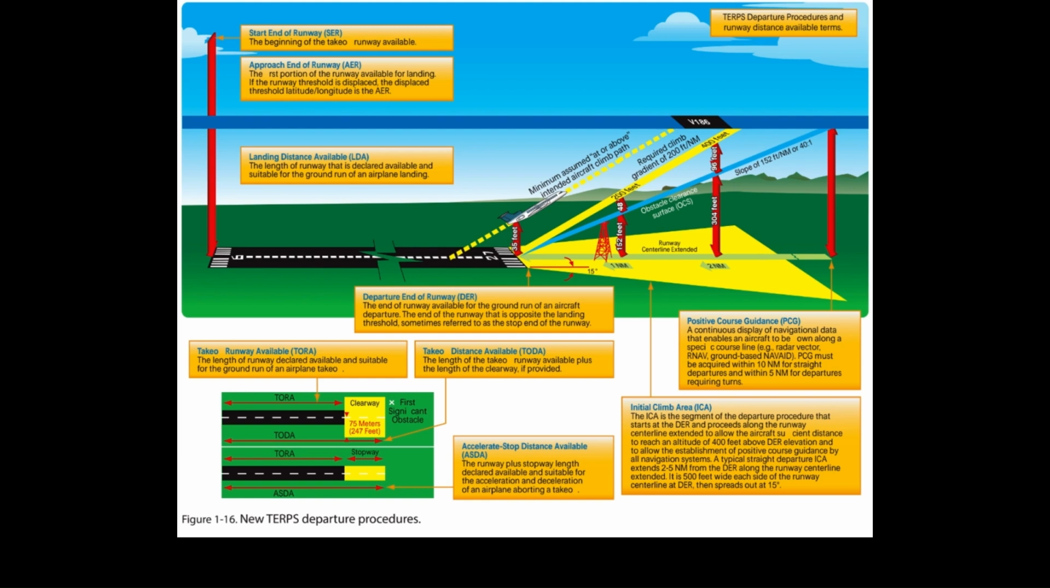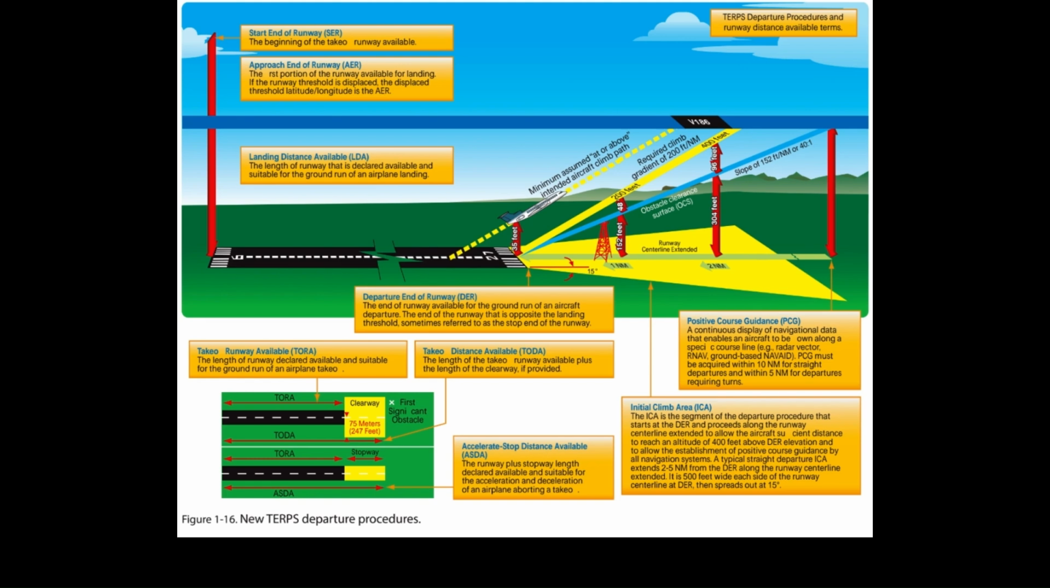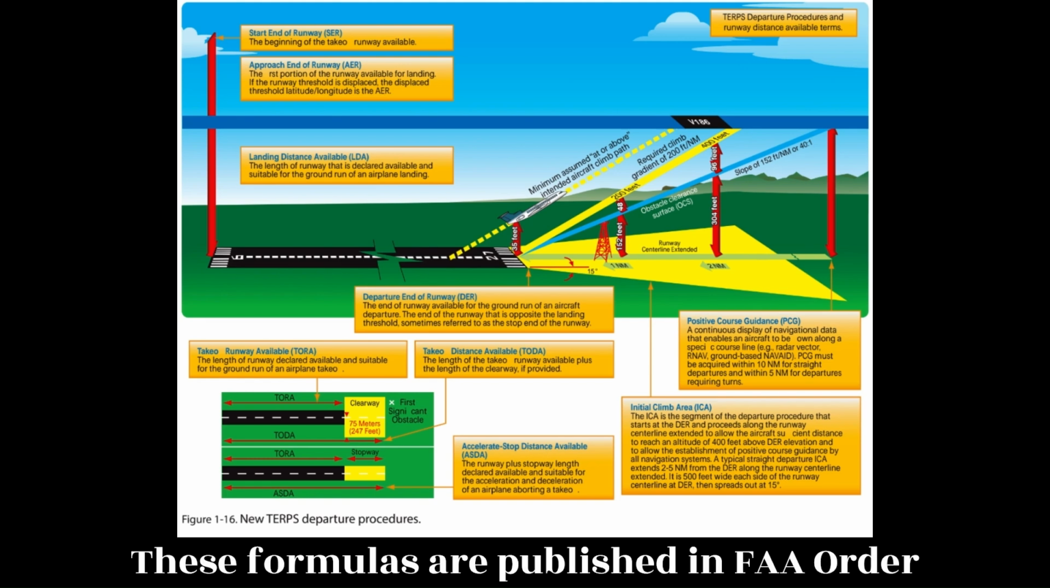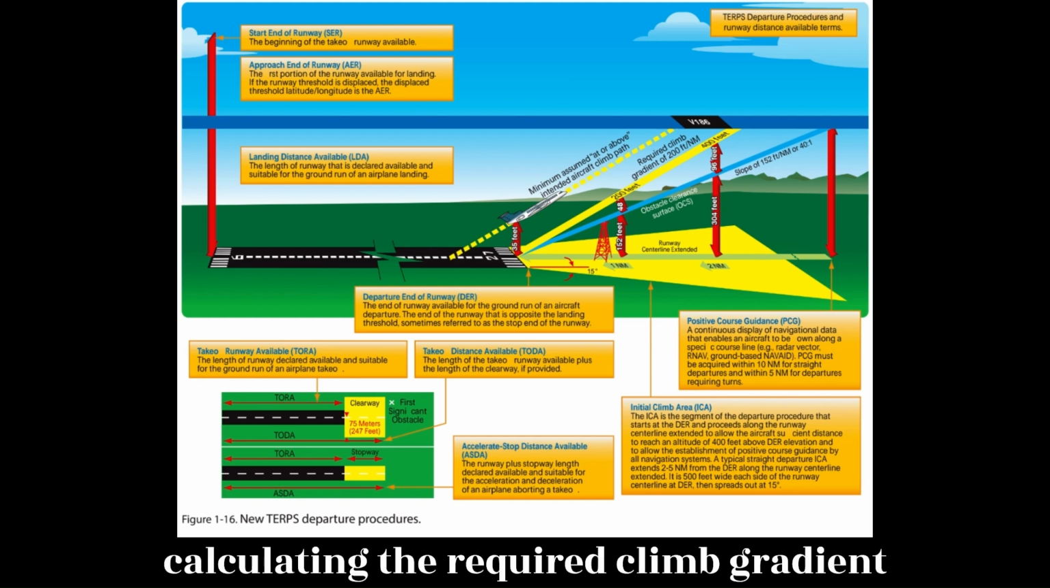Examples: (2049 minus 1221) divided by 0.76 times 3.1 is equal to 351.44. 48 times 3.1 plus (2049 minus 1221) divided by 3.1 is equal to 315.10. Round to 352 feet per NM (asterisk, military only). Round to 316 feet per NM. These formulas are published in FAA Order 8260.3 for calculating the required climb gradient to clear obstacles.